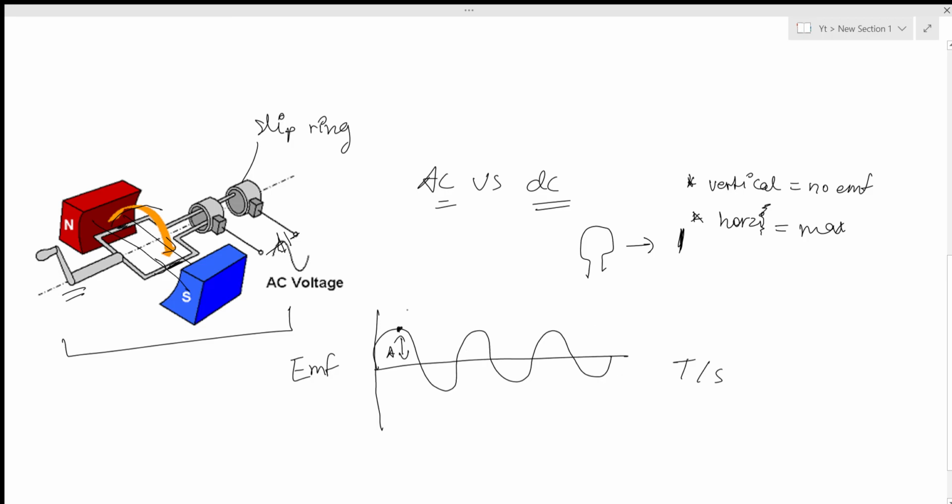At this point it would be horizontal, and at this point where EMF is zero, the coil, the armature, would be vertical. This is very important. I'm not sure how much of this is in the syllabus, but I've seen it asked a few times before, so it's good that you know this graph and also these two things.